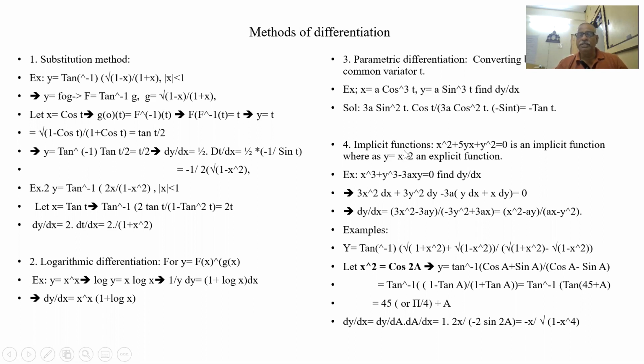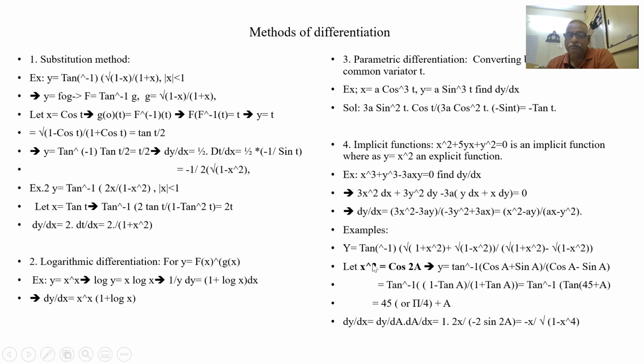For an implicit function, implicit means what? We have the same powers. This is degree 2, this is also degree 2, this is also degree 2. y to the power of 1, x to the power of 1, total together degree 2. So if it's the same type of implicit function, we will directly differentiate. So let us see the example. x cubed plus y cubed minus 3a xy. So x cubed I am differentiating, 3x square dx, y cubed differentiating, 3y square dy, minus 3a x into dy minus 3a y into dx. So combining all dy terms together, dx terms together.